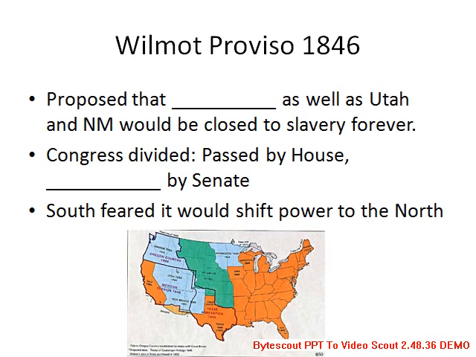The difference with the Wilmot Proviso and the other things we'll be looking at is it was actually never passed. It was passed by the House of Representatives, but then it was rejected by the Senate. So it was, more than anything, kind of a symbolic act. It never happened, but it showed the division between North and South. The South feared that if this was to pass, it would have shifted power into the North. So it never actually took place, but it showed the opinions of both sides at that time in terms of what to do with the Western territories.